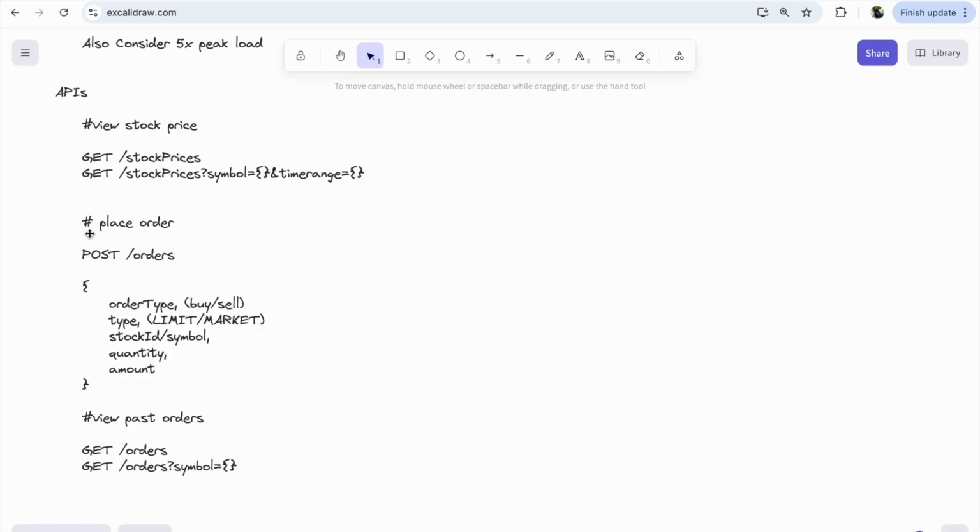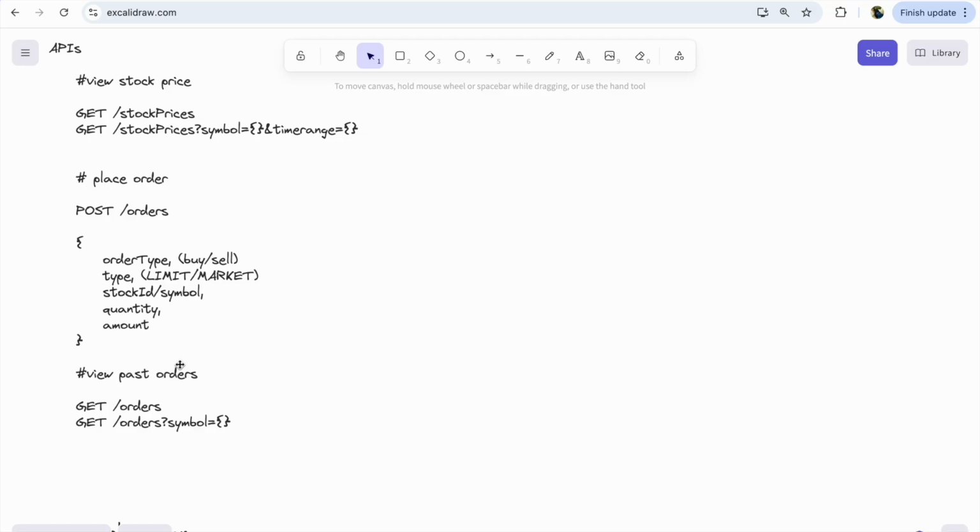Next, we have a place order API. That will be a POST API, POST /orders. What will it take as a payload? It will take the order type, whether it's a buy order or sell order, the type, whether it is a market order or limit order, stock ID or stock symbol, quantity and amount.